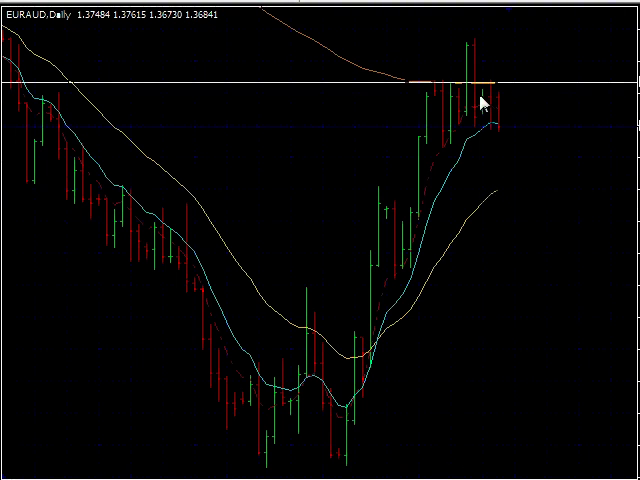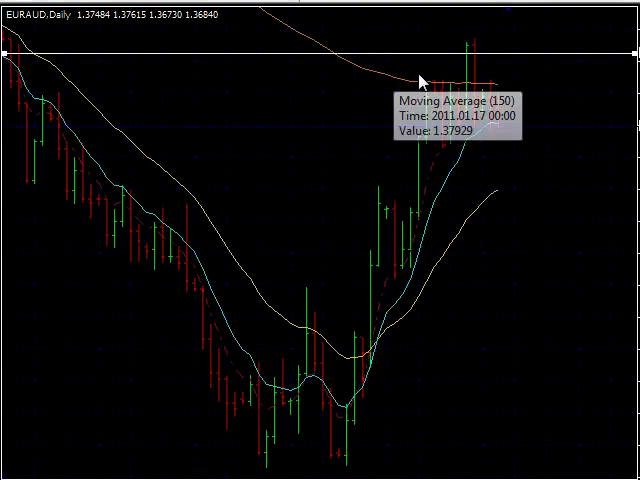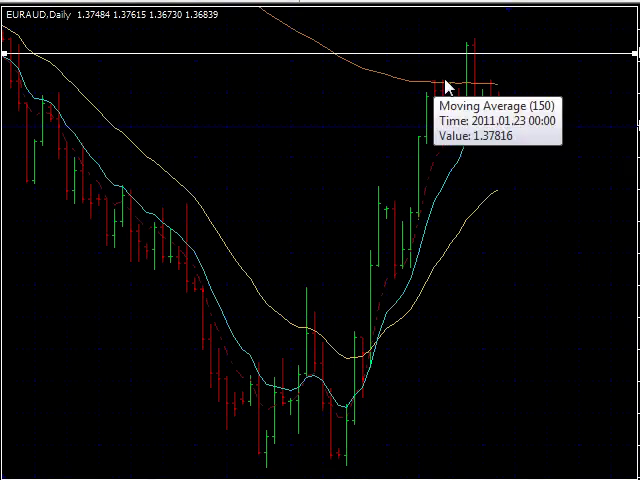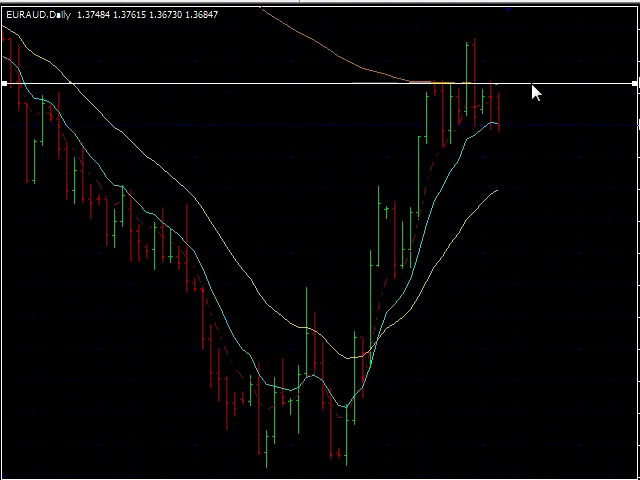Alright, so what happens is, can we see over here? Let me take this one away. There is a 150 moving average. So this 150 moving average is a good strong resistance. Let me place it over here, right at the 150 moving average. So this is the area.